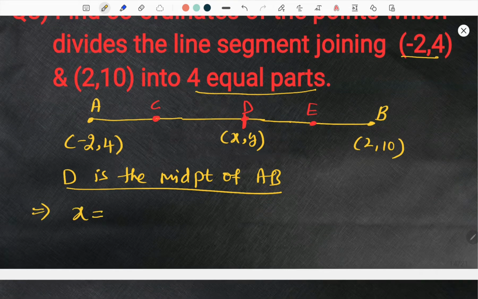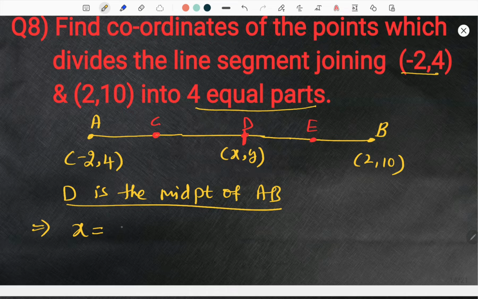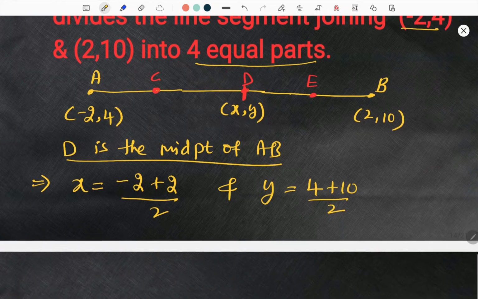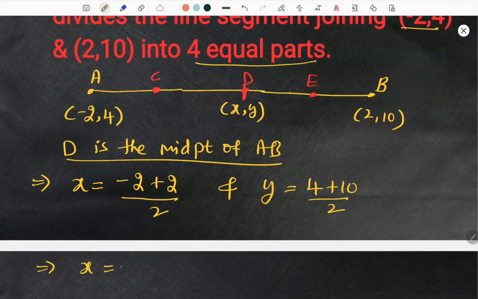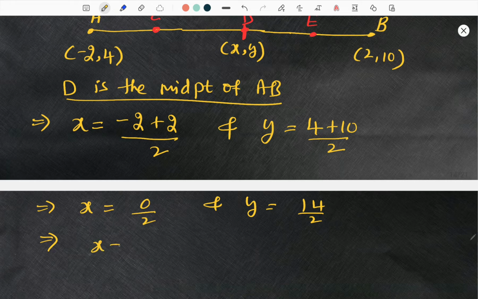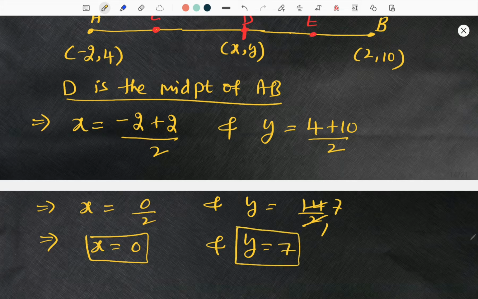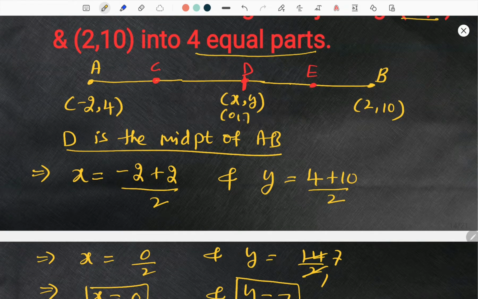Now x is equal to, what is the formula for this x? Minus 2 plus 2 divided by 2. And what is the coordinate of y? That is 4 plus 10 divided by 2. So x becomes 0 by 2, and y becomes 14 by 2. So we get x equal to 0 and y equal to 7. So we got this as 0 comma 7.